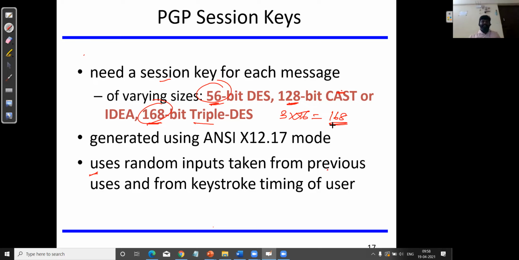Again, in order to generate a key, you can use random inputs taken from the previous users and from the keystroke timing of the users. So this generates a key. There are different approaches you can follow: you can use random input values, or you can use a key derived from the user keystrokes. This depends upon the algorithm as well as the user, whether they want to use a complex value or a system-generated key, in which case the key will be selected automatically.